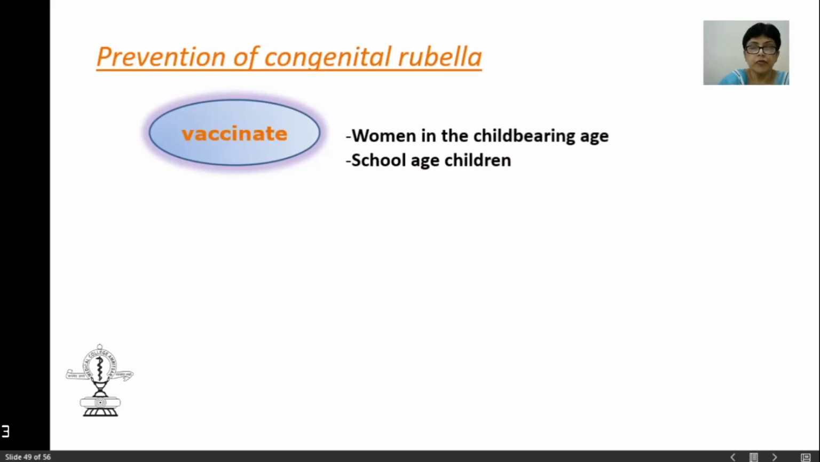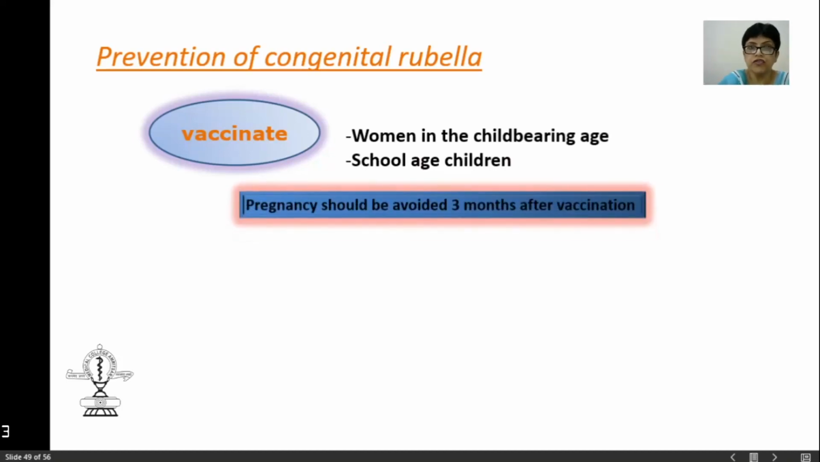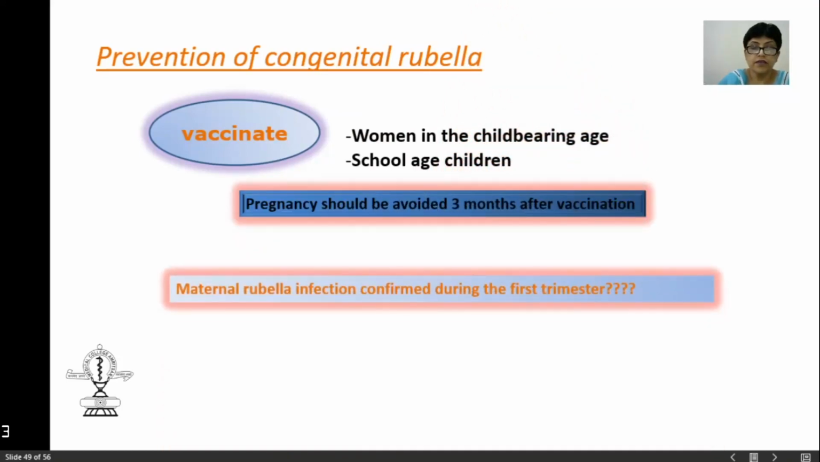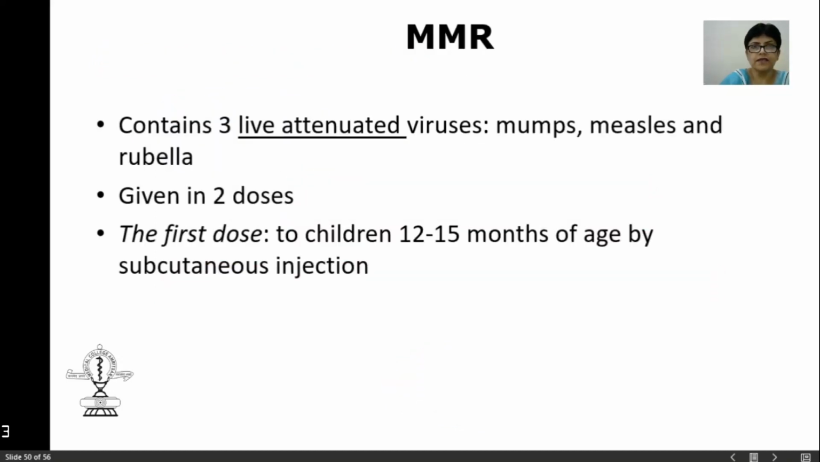What is important to prevent congenital rubella is to vaccinate all school children or women of childbearing age before they are anywhere near conception. Pregnancy should be avoided 3 months after vaccination. And if maternal rubella infection, God forbid, happens to be confirmed during the first trimester, then therapeutic abortion needs to be advised to the mother.